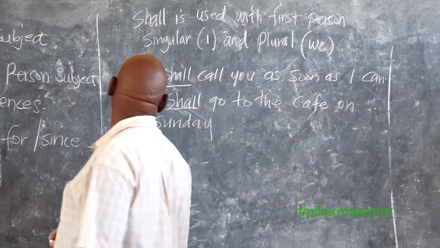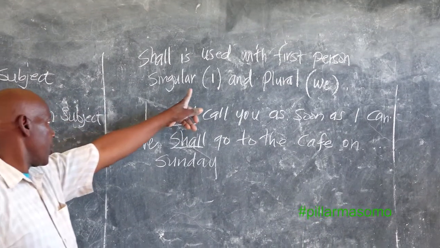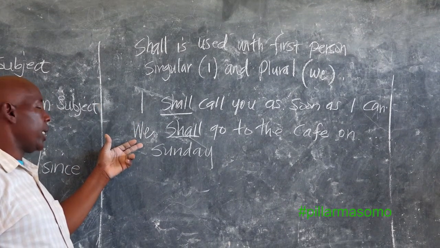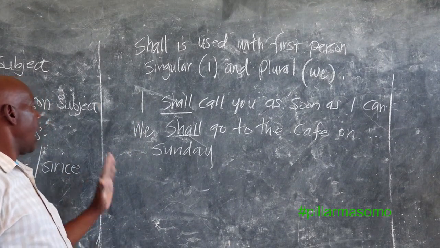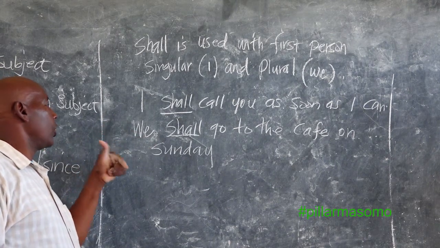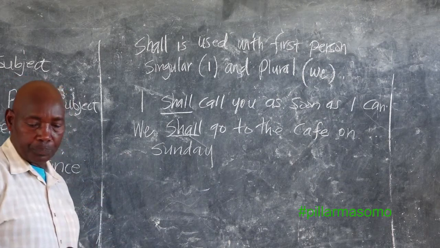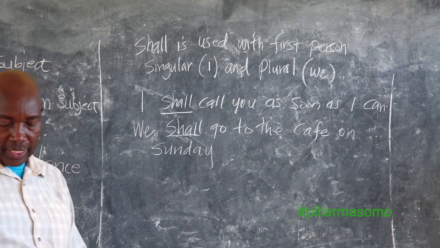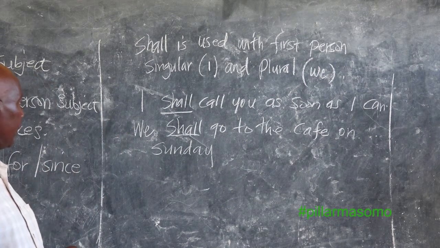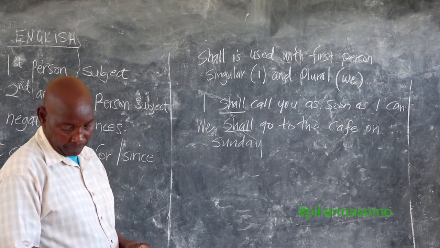So we have used shall with singular I, one person, and we, many people. I shall call you as soon as I can. We shall go to the cave on Sunday. So, this one is telling us it's a prediction that I can do it, that can be done later.